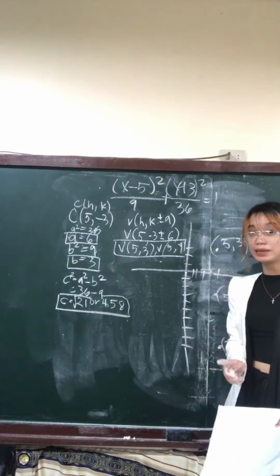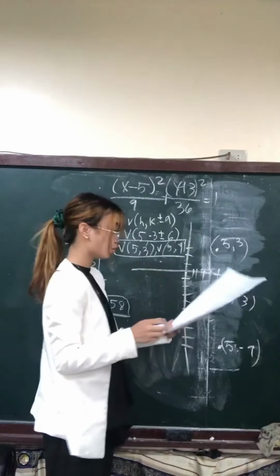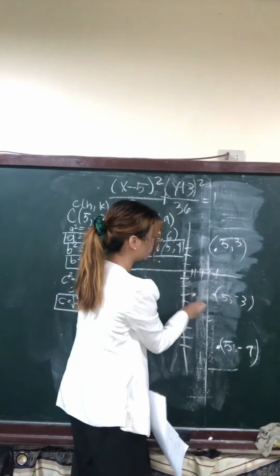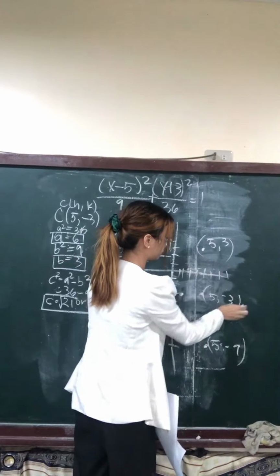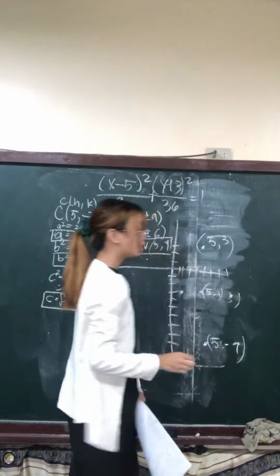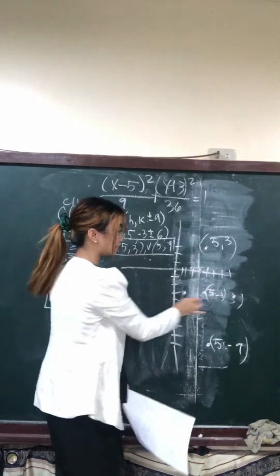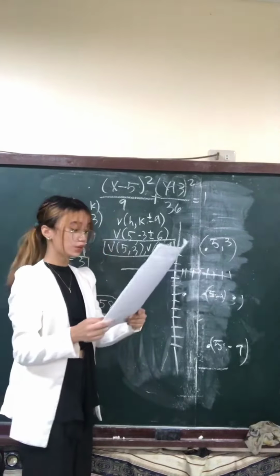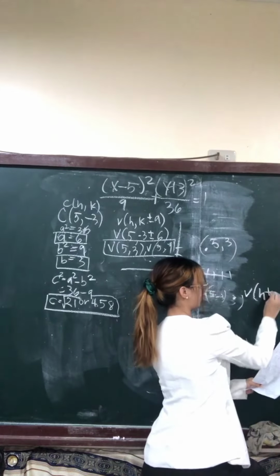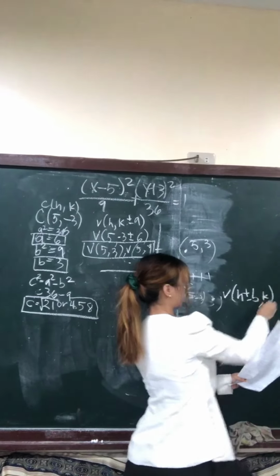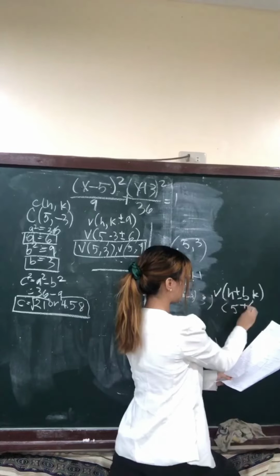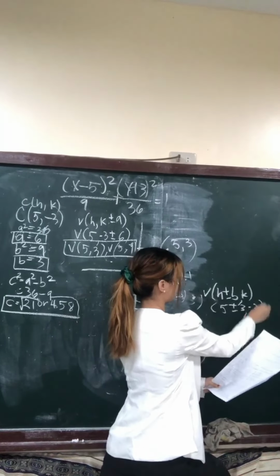And for our b value, we have to go 3 units left and right. 1, 2, 3. So we can now have the minor axis at this point. To calculate, we have the vertices h plus and minus b, k. And for our h value, we have 5 plus and minus 3, negative 3.